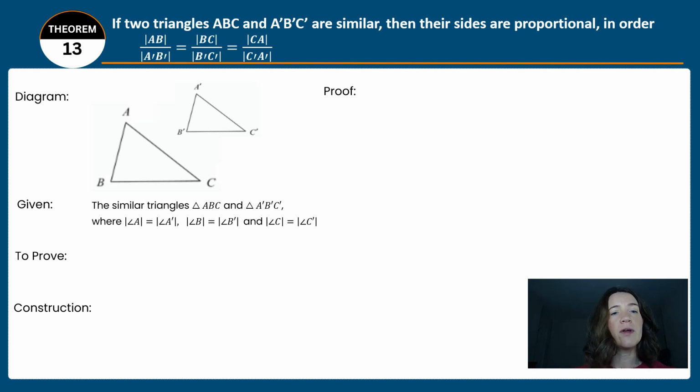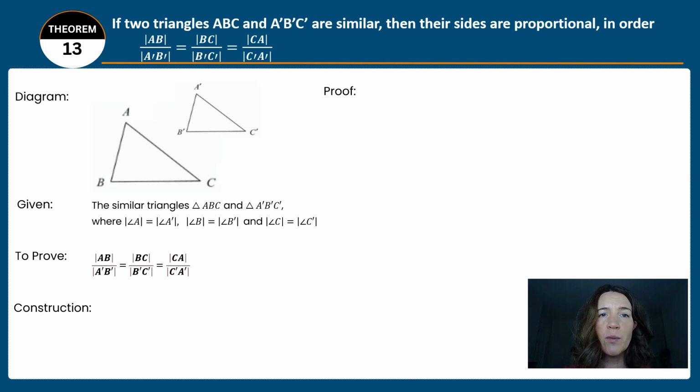So what we are given is that we've got the similar triangles ABC and A prime, B prime, C prime that you can see in the diagram. And as we said, in similar triangles, we know that the angles are equal. So the angle at A is equal to the angle at A prime, the angle at B is equal to the angle at B prime, and the angles at C and C prime are also equal. So what are we trying to prove?